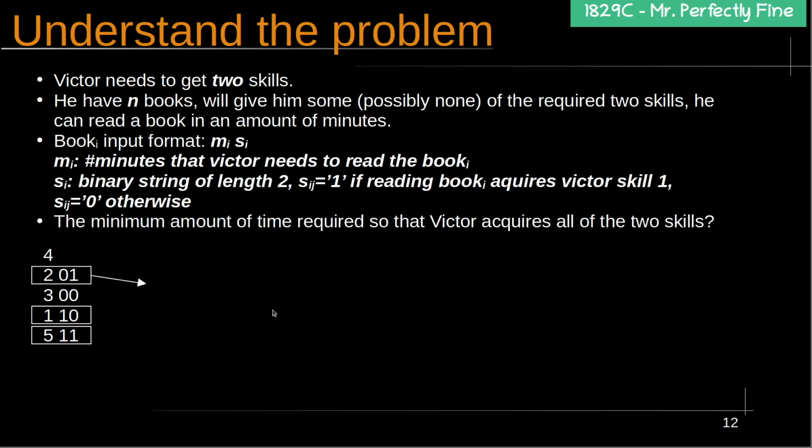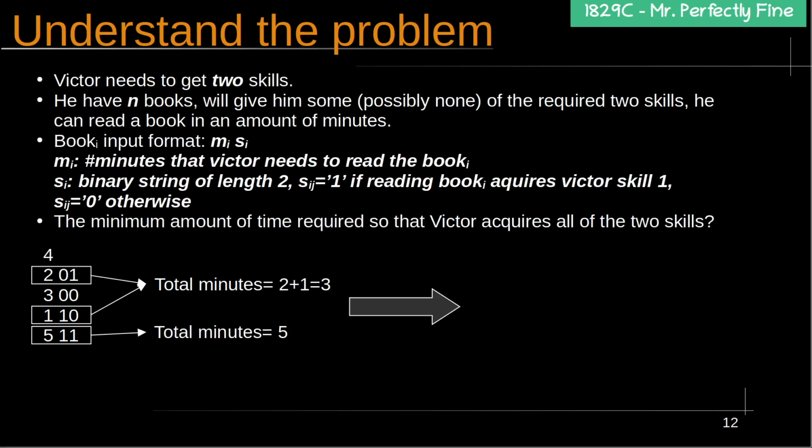So if he reads these 2 books together to acquire the 2 skills, 0, 1 and 1, 0, the total time to read these 2 books is equal to 3. Or he can read only the final book, the 5 minutes book. The total is 5 minutes to acquire both skills. So the minimum here is 3.